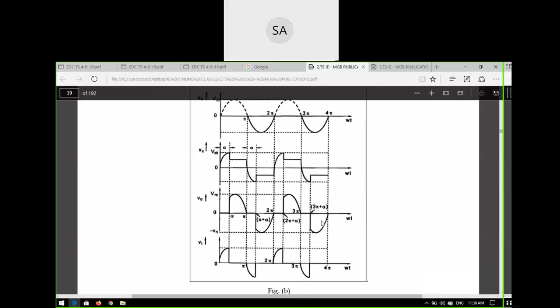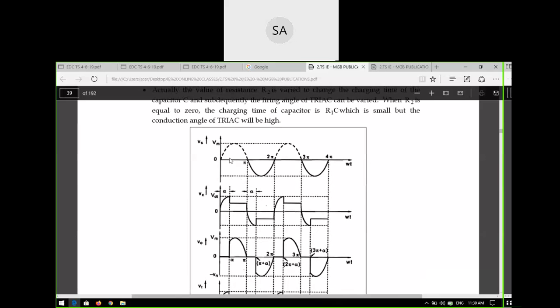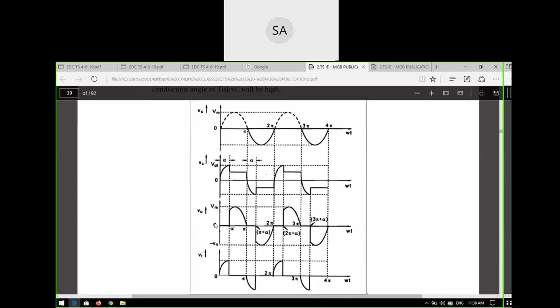So if you see here, this is the input supply. You can see the power supply. So VC is the charging voltage of the capacitor, and V0 is the output. Okay, VT is the threshold voltage, or triggering voltage. So what is the triggering voltage? The triac can be analyzed with this. So whenever it is on, the triac will be on.